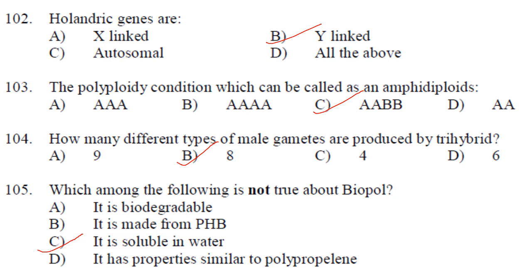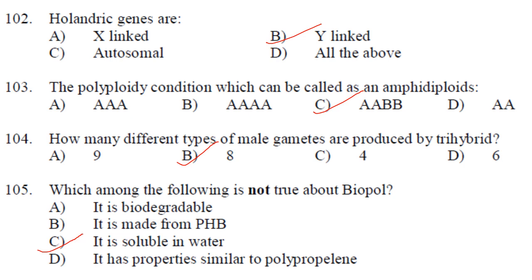Or 3 heterozygous individuals are involved. A, capital A, small a, capital B, small b, capital C, small c. That is trihybrid. So here 3 genes A, B and C are involved. So 2 raised to 3, that is 8. So the answer here is option B.